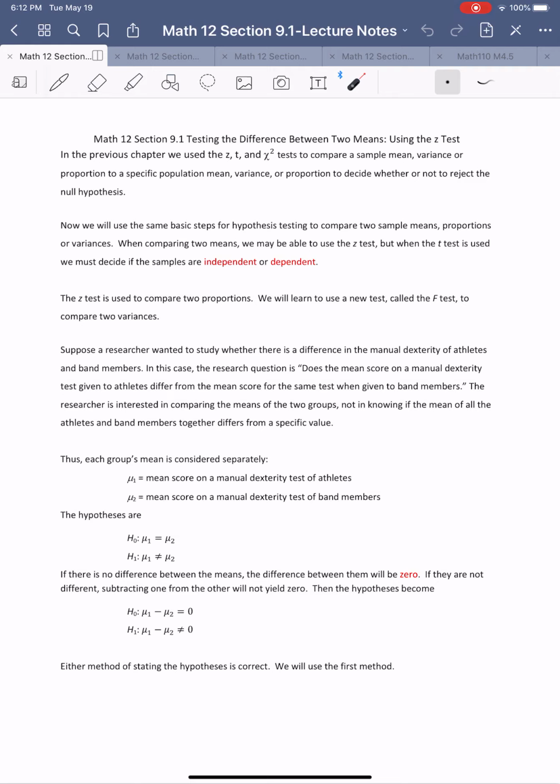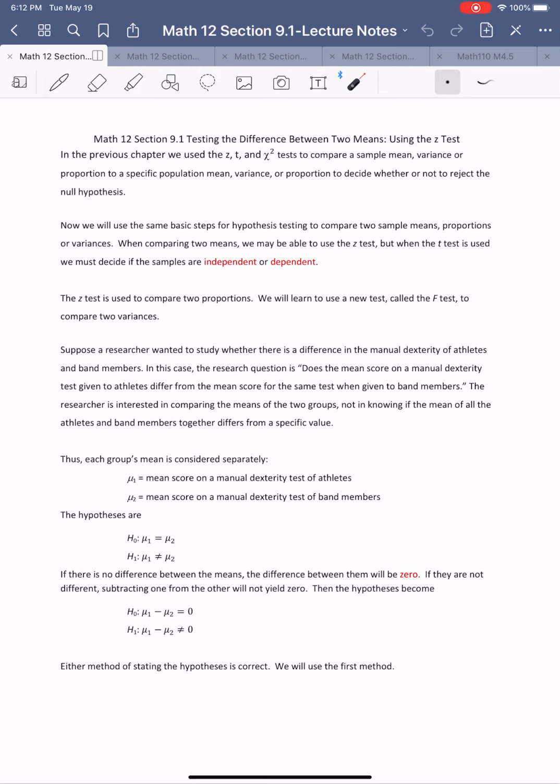In the previous chapter, we used z, t, and chi-square tests to compare a sample mean, variance, and proportion to a specific population mean, variance, or proportion to decide whether or not to reject the null hypothesis. Now, we will use the same basic steps for hypothesis testing to compare two sample means, proportions, or variances.